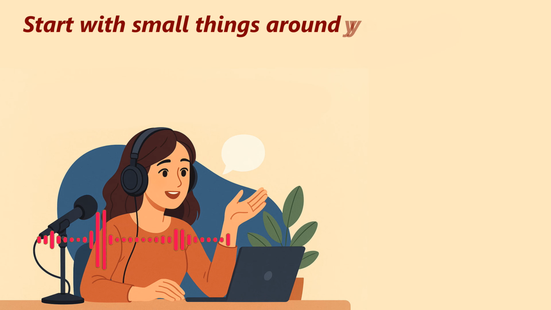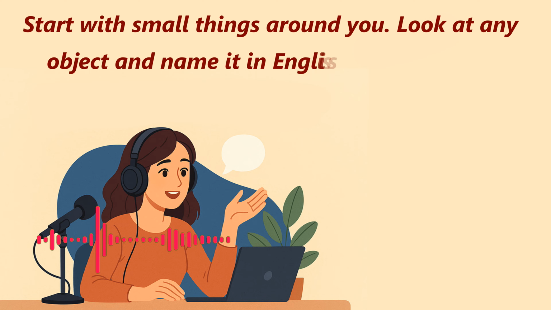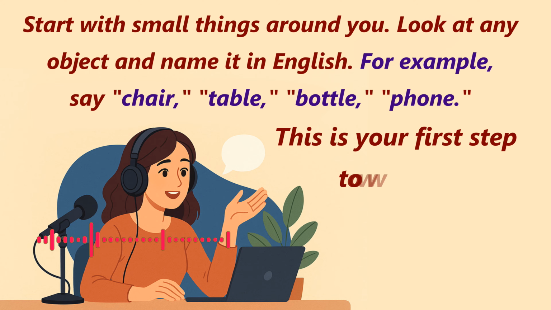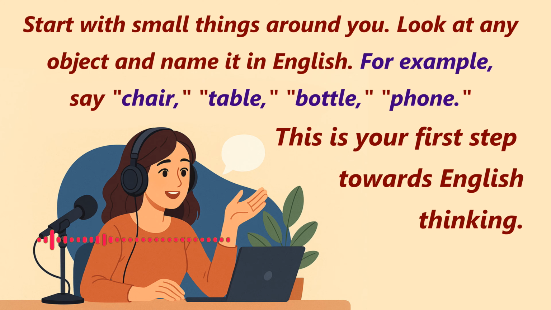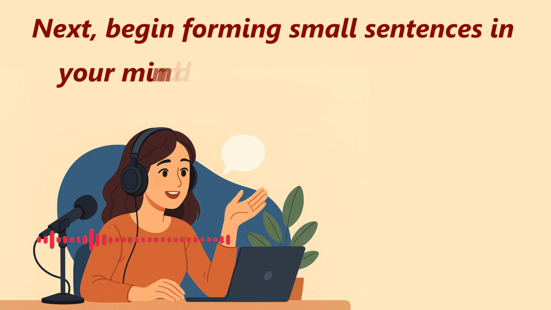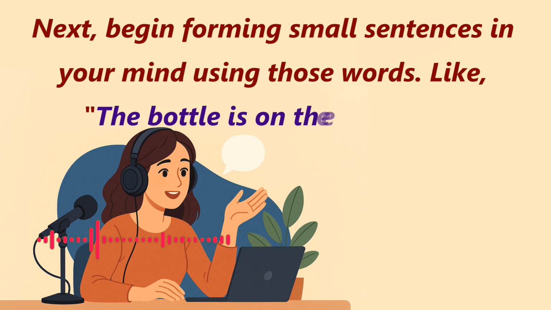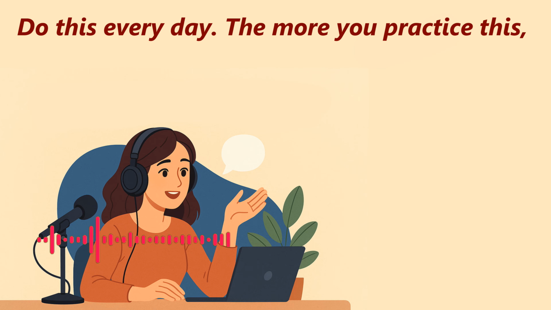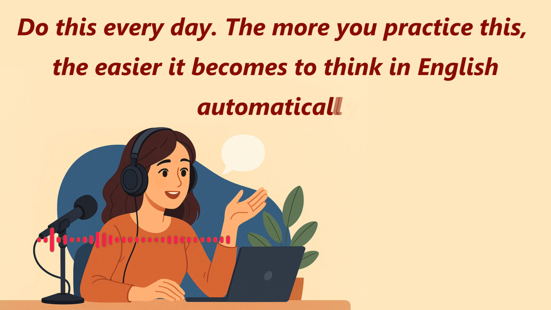Start with small things around you. Look at any object and name it in English. For example, say, chair, table, bottle, phone. This is your first step towards English thinking. Next, begin forming small sentences in your mind using those words. Like, the bottle is on the table. Or, my phone is charging. Do this every day. The more you practice this, the easier it becomes to think in English automatically.